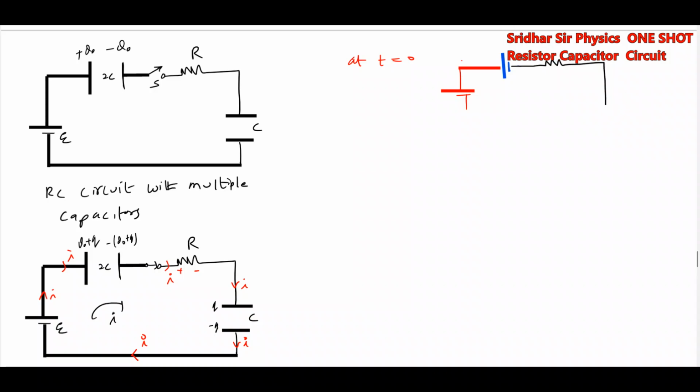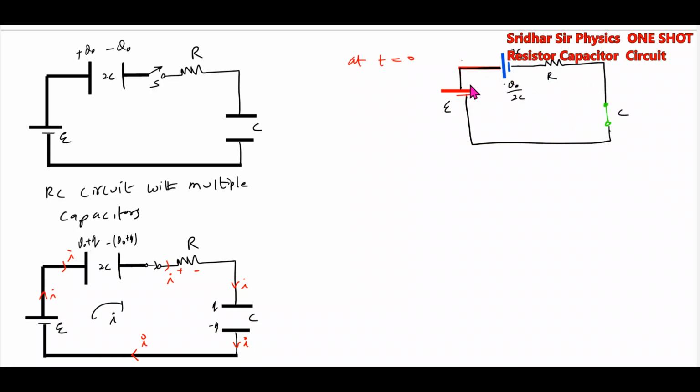The uncharged capacitor you have to replace with a short circuit. This is a very important concept. Hope you are getting it now. So what is this battery? This is the applied EMF. This is due to capacitance. The 2C capacitor will behave like a cell. Then how much will its EMF be? Q naught by 2C.